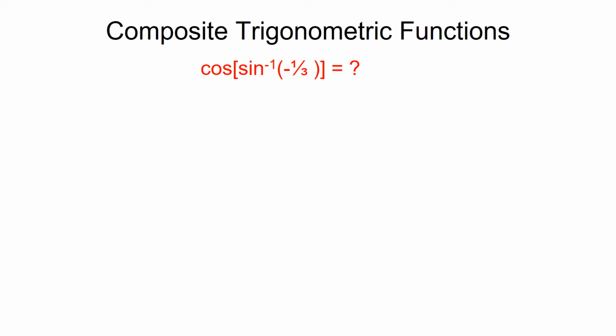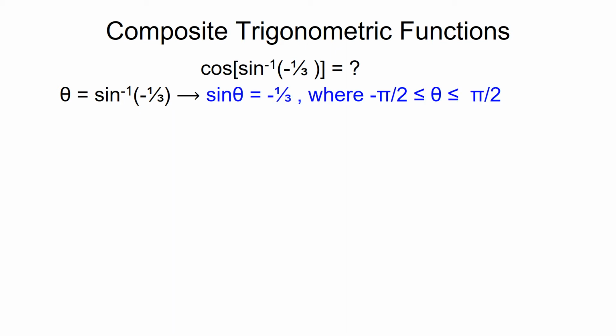Now let's look at another example. Here we're trying to find the cosine of the inverse sine of minus 1/3. We define theta to be the inverse sine of minus 1/3, which we rewrite as the sine of theta equals minus 1/3. And because the expression is based on the inverse sine, the values of theta are restricted to being between minus pi over 2 and pi over 2.